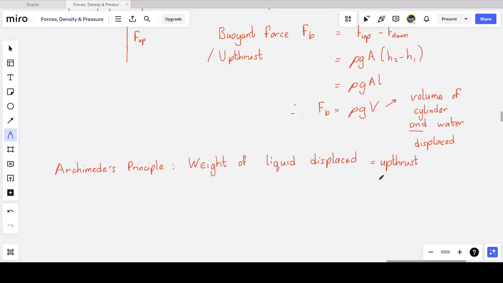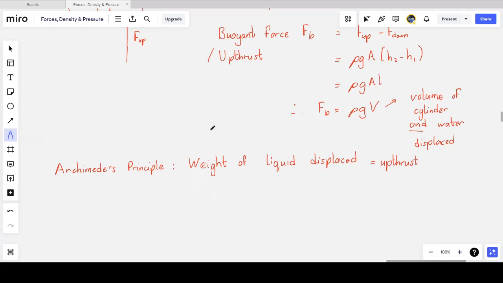Weight is a force, upthrust is a force, and that's because the volume of the cylinder must equal the volume of the water displaced. And volume times density is mass. M times G, mass times G is weight. And so the weight of the liquid that is displaced is equal to the upthrust on the object.